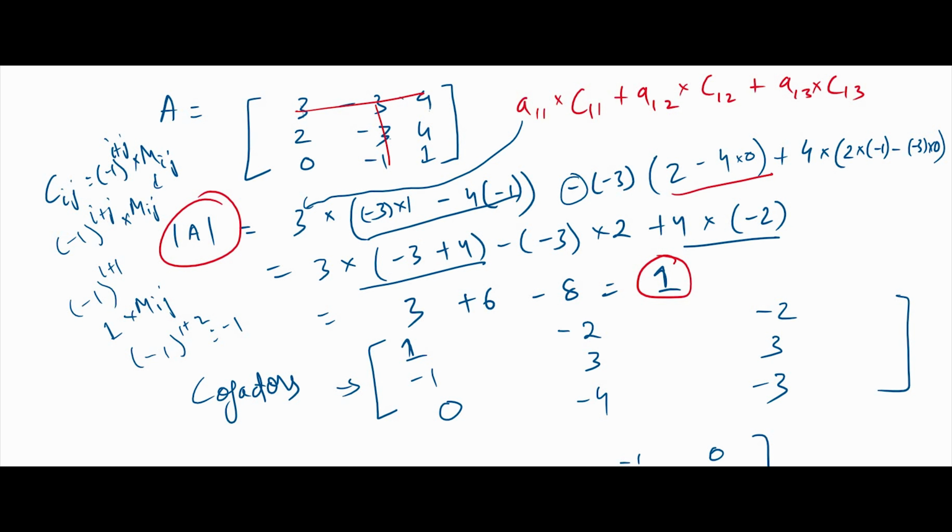For the third time, it's the same. Similarly, just hide the row and the column of 4, right? 4 into 2 into minus 1 minus 3 into 0, right? So when we solve this, I get 1, right?